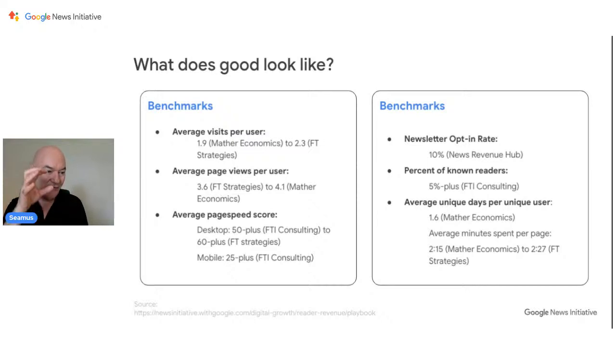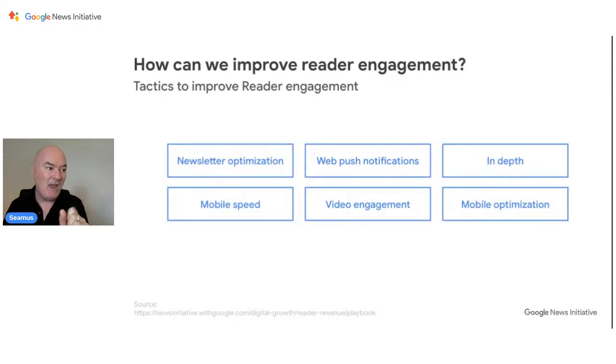So lots of figures there. We're not going to zoom in on those too much at this point, but just to let you know, there are those benchmarks. We are looking for success, and these metrics are crucial because we want to make sure that we're within these parameters. So when it comes to improving reader engagement, we have certain tactics that we're going to use to try to improve that engagement.